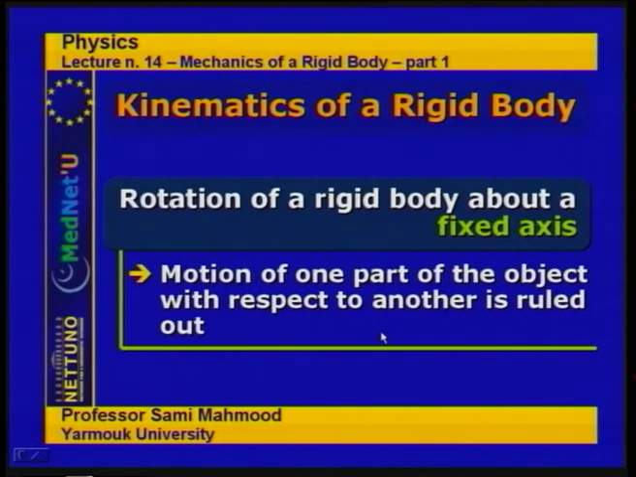So this would be a simple problem, but in this case, the motion of one part of the object with respect to one another is ruled out in this calculation. We only consider the total rotation of the object with respect to a fixed axis, and the mixing between the translational motion that we mentioned and the rotational motion is ruled out, like in the case of rolling.